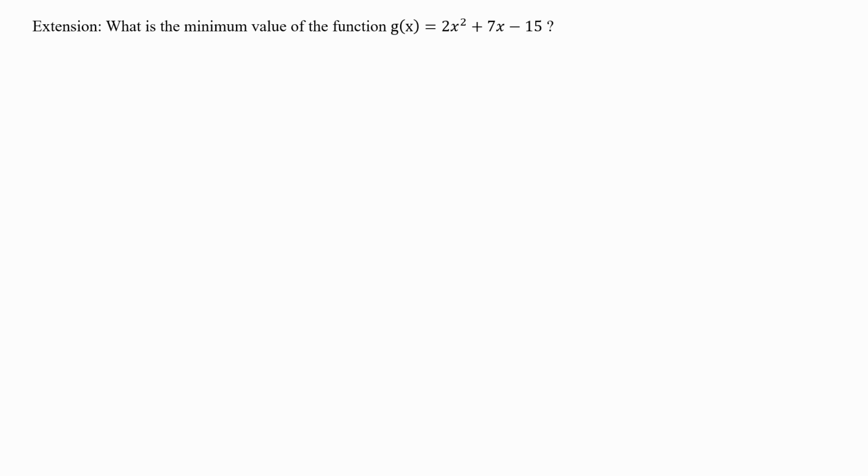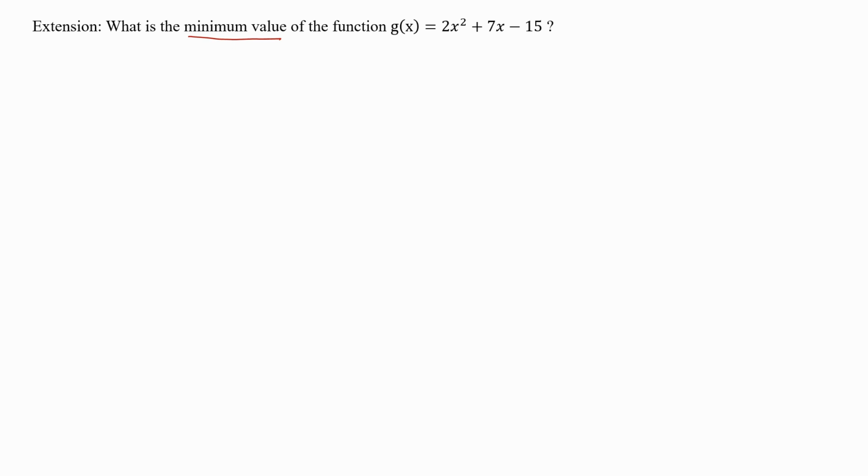So the extension question is saying, what's the minimum value of the function g of x equals 2x squared plus 7x minus 15? So this is different from the coordinates of the minimum. This is actually the minimum value for the function. So in order to find this, what we need to do is complete the square on this function and just find that y coordinate. If we found the coordinate of the minimum, then all we would need is the y coordinate, because this is the lowest value that the function will go to.